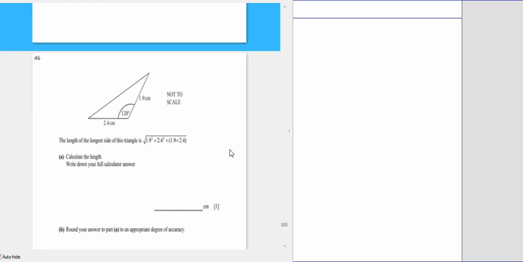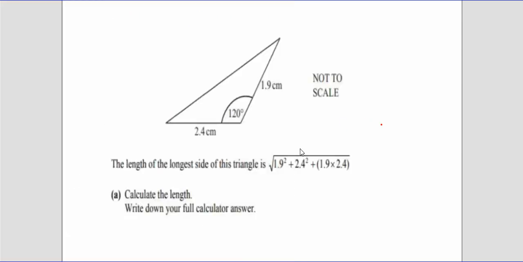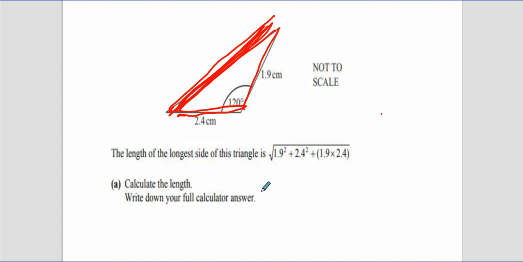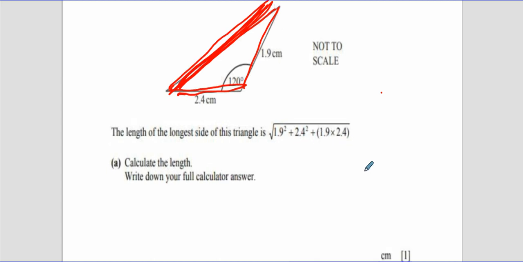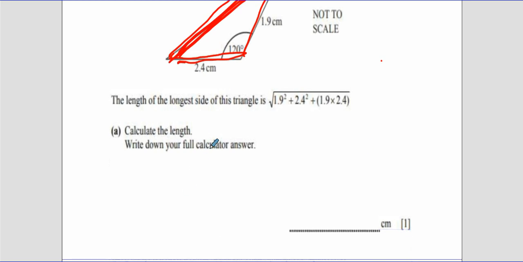Let me check this question here. This question says, the length of the longest side of this triangle is this longest side. This is short compared with this side. This side is shorter than this side. So the longest side is this side here. Now the length of the longest side of this triangle is given by the square root of 1.9 squared plus 2.4 squared plus 1.9 times 2.4. Calculate the length. Write down your full calculator answer.